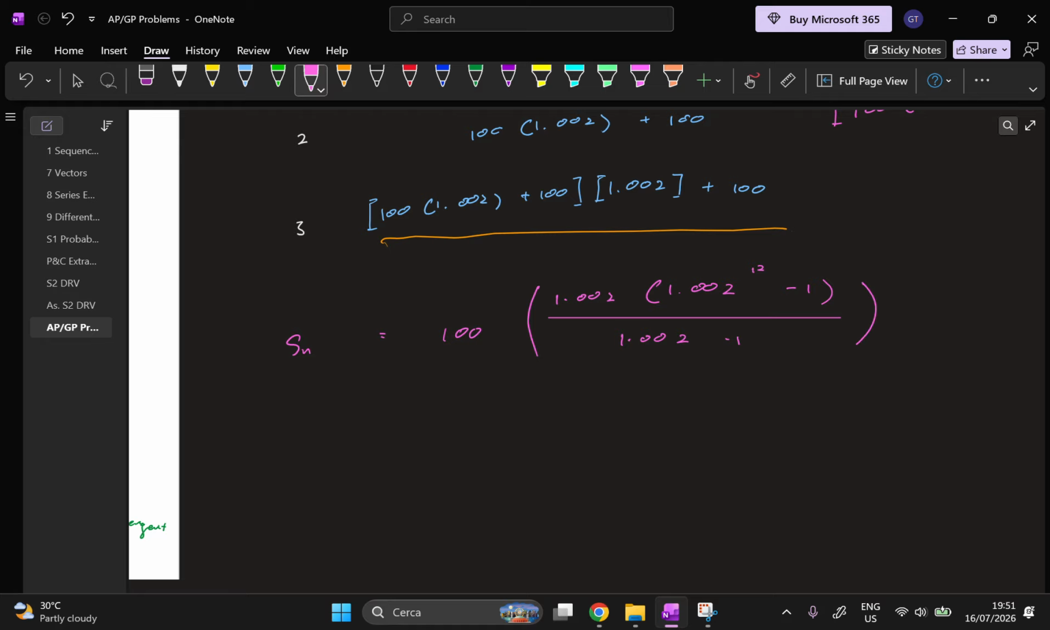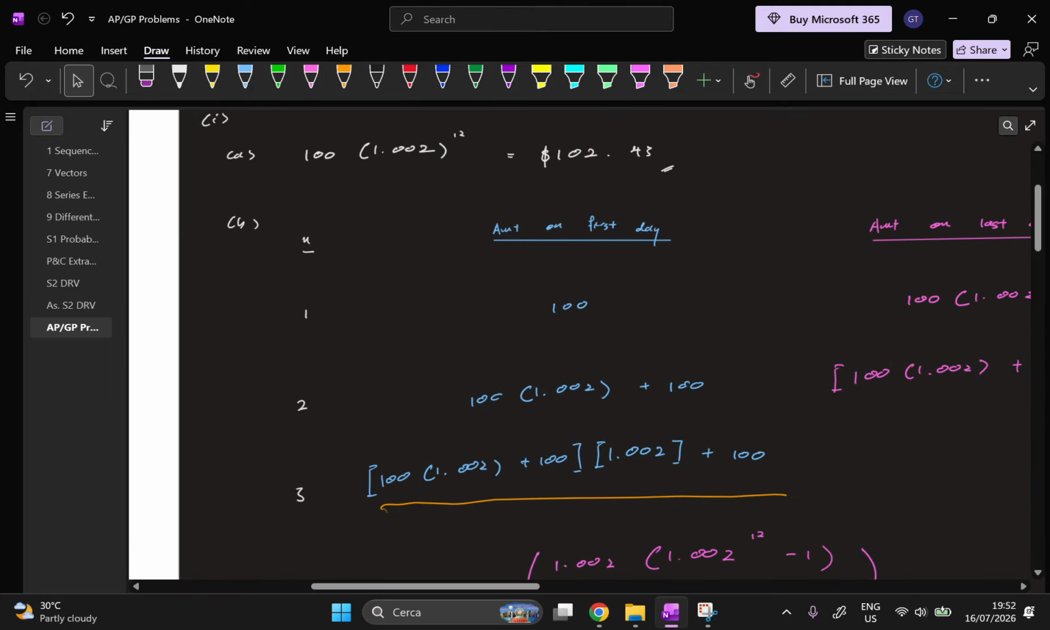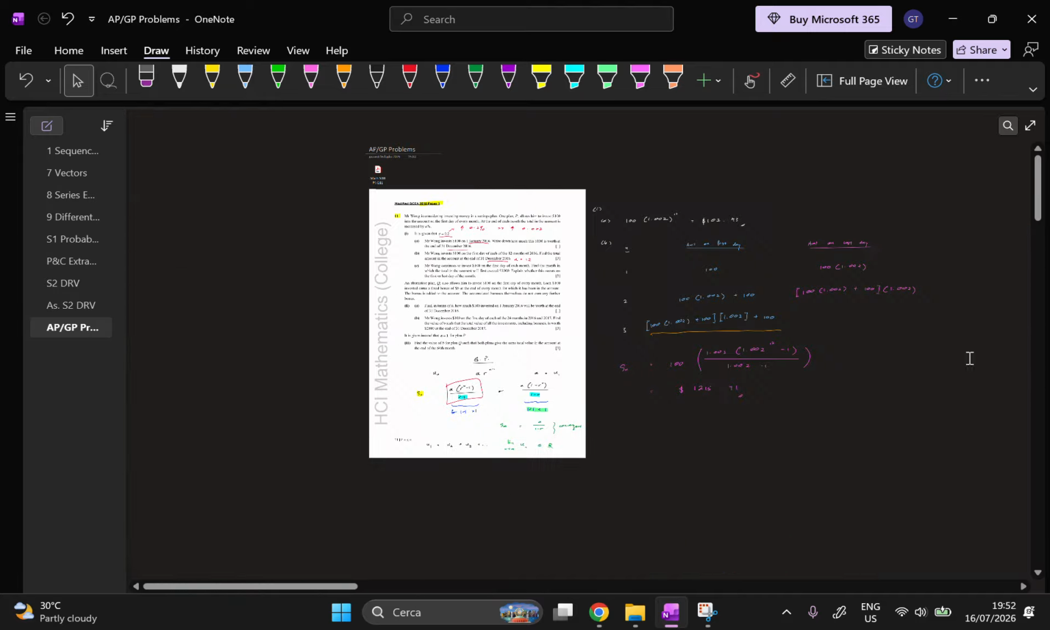You don't need to simplify. You can just key this monstrosity into your GC and it will give you a very nice answer. Once again, round to the nearest cent. If I round it to the nearest cent, we'll get the very nice answer of 1215.7. I'm not showing you the GC pressing here because frankly, if I need to teach you how to press your GC, you probably shouldn't be watching this video.